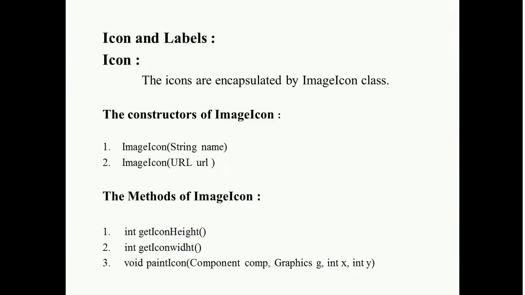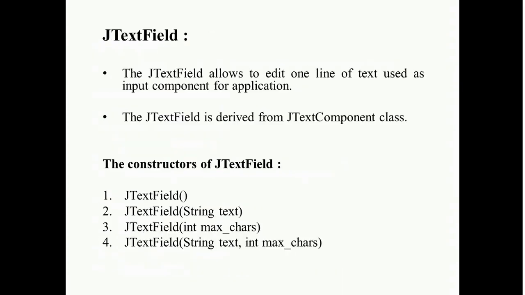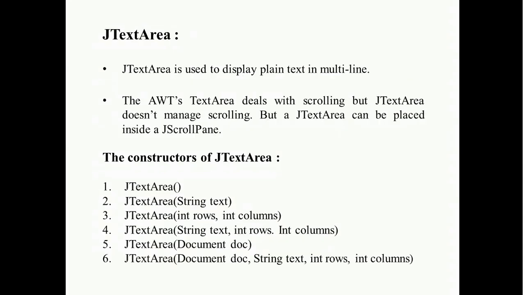In the last lecture, we saw the swing components. In that we saw first image icon, then JLabels and JTextField swing component. Now in this lecture, we study about JTextArea component and JComboBox swing component.